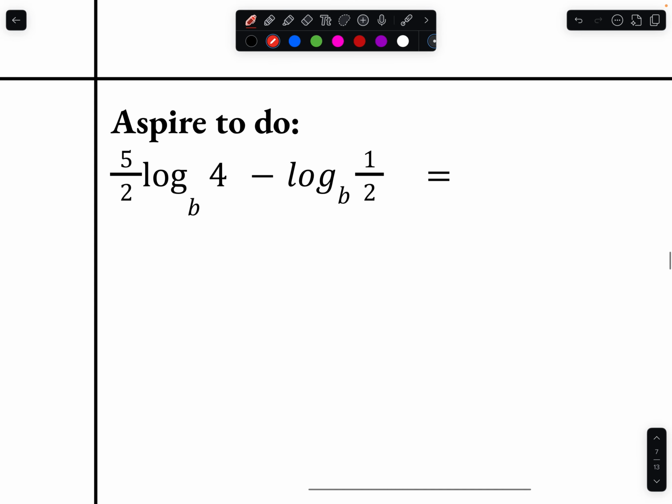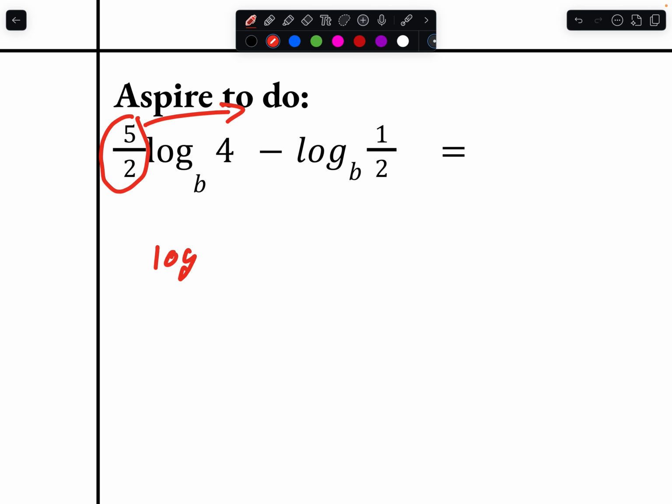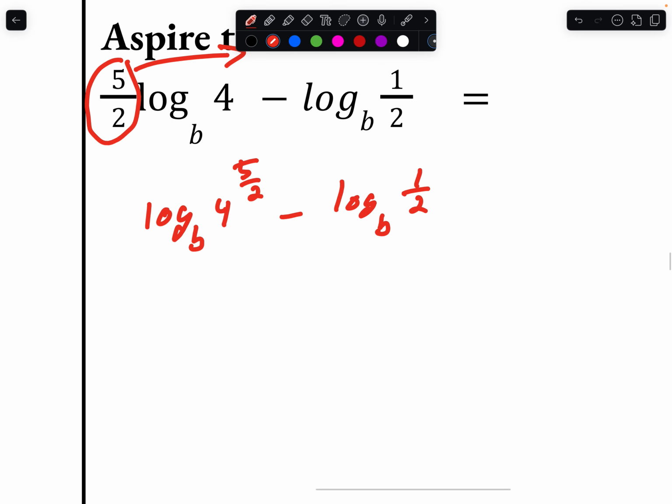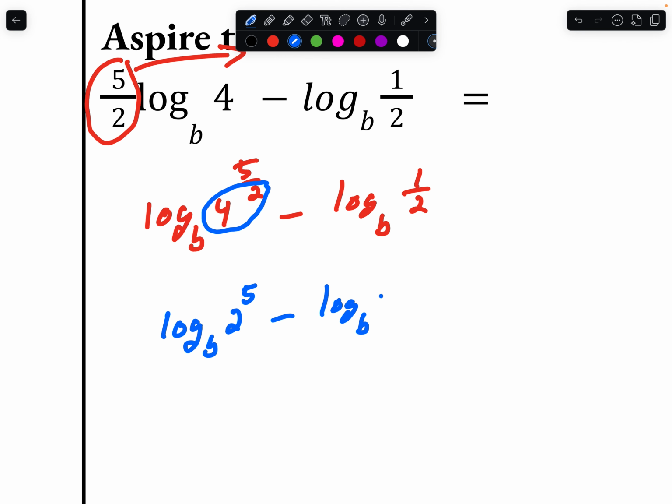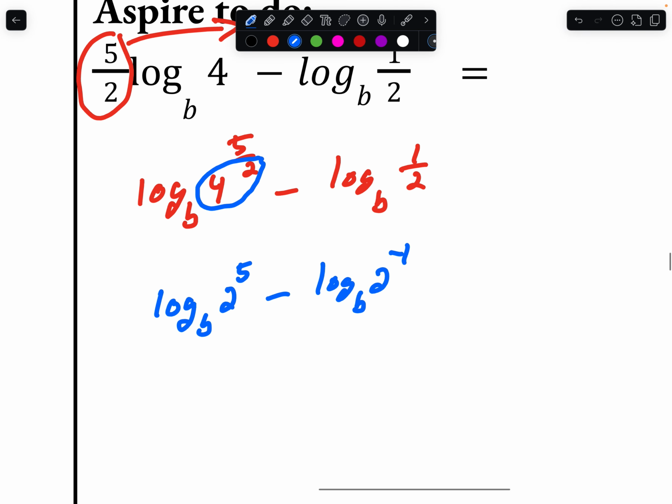And then another one to do, again dealing with these fractional exponents right here. I'm going to take my 5/2 and move it up to the top here. So I'm going to get log base b of 4 to the 5 halves minus log base b of 1/2. Okay, so what I could say here is the square root of 4 is 2, so I could say log base b of 2, and I still got the 5 to deal with, minus log base b of 2 to the -1, okay?